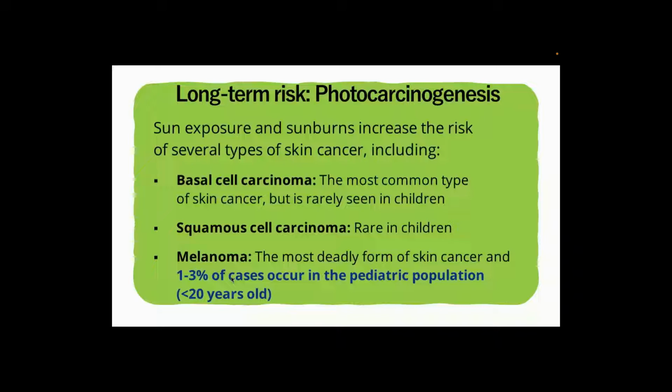Basal cell carcinoma is the most common type of skin cancer and is rarely seen in children. Then squamous cell carcinoma, also rare in children, and then melanoma. Melanoma is the most deadly form of skin cancer. About 1 to 3% of cases actually occur in the pediatric population, and that's because in melanoma, there's more of a genetic risk factor than there is in these other non-melanoma cancer types.